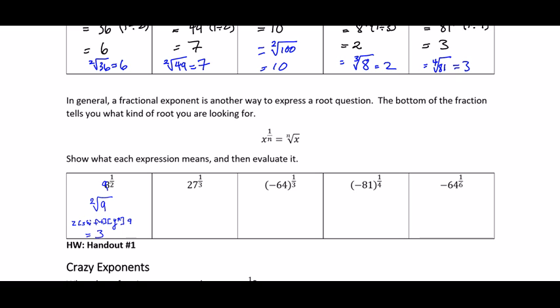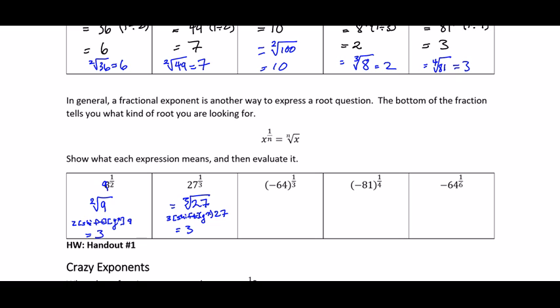So 27 to the 1/3 is just, well, the third root of 27. So on your calculator, you would have hit 3, shift, y to the x, and then hit 27, and your answer is going to be 3. And we'll do the same for each of these.